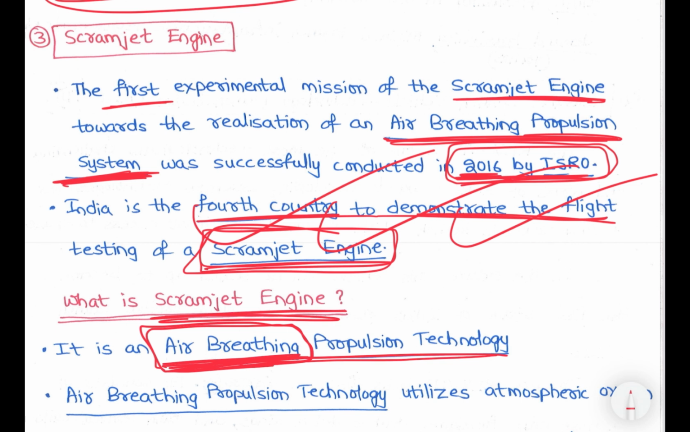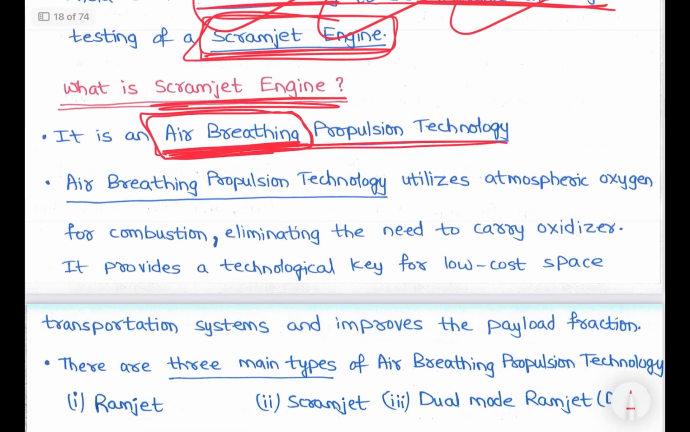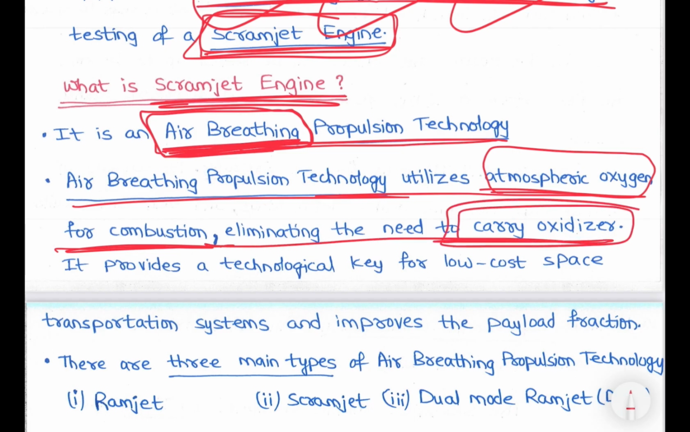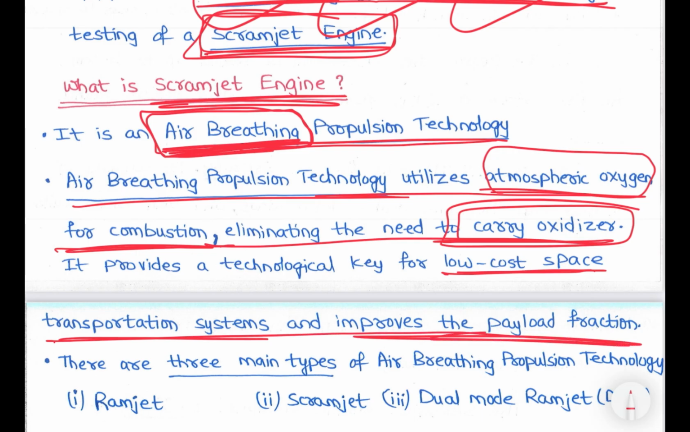सो नो नीड टू टेक दैट, the aircraft or rocket can directly breathe oxygen from the air and propel, right. Air breathing propulsion technology utilizes atmospheric oxygen for combustion, eliminating the need to carry oxidizer, right. It provides a technological key for low cost space transportation systems and improves the payload fraction. भाई एक तो ऑक्सीडाइजर कैरी करने की जरूरत नहीं है, उसकी जगह पेलोड बढ़ा सकते हैं, राइट. देन ऑक्सीडाइजर यूज करने की लिक्विड ऑक्सीजन डेवलप करने की जरूरत नहीं है, सो लो कॉस्ट कम कर सकते हैं, राइट.